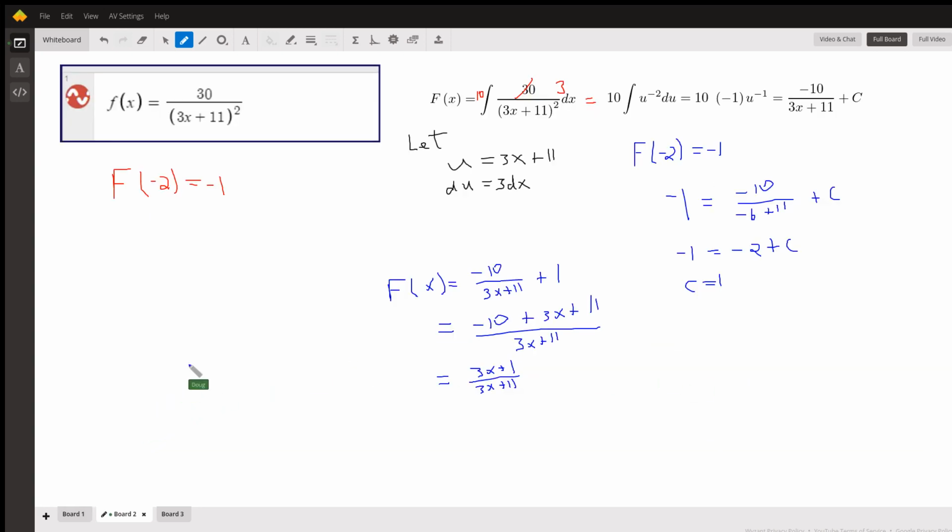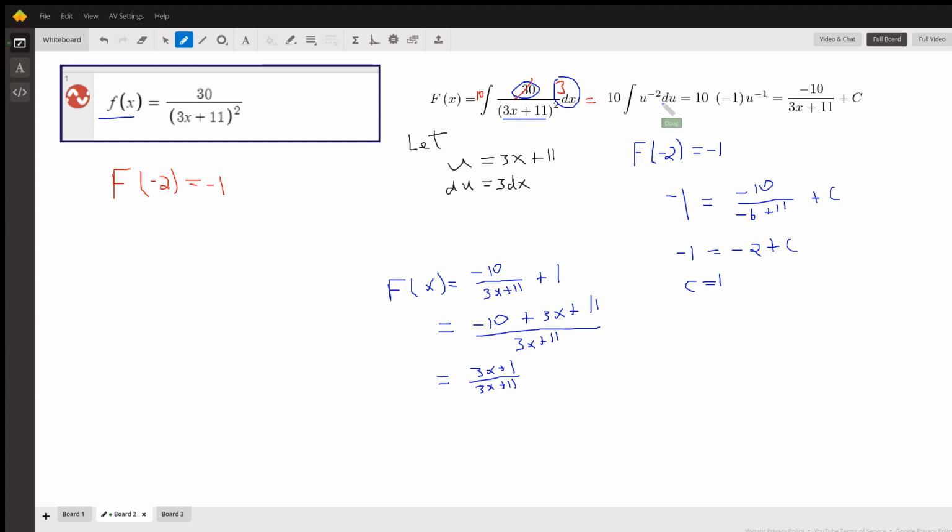So on board 2, we want to find the antiderivative of this function. And it looks like u substitution should be the way to go. So u equals 3x plus 11, so du is 3 dx. One way to get 3 into the problem is to separate 30 into two factors, 3 times 10. So I put the 10 out front. This is du, and 3x plus 11 is u, which I can write as u to the -2.